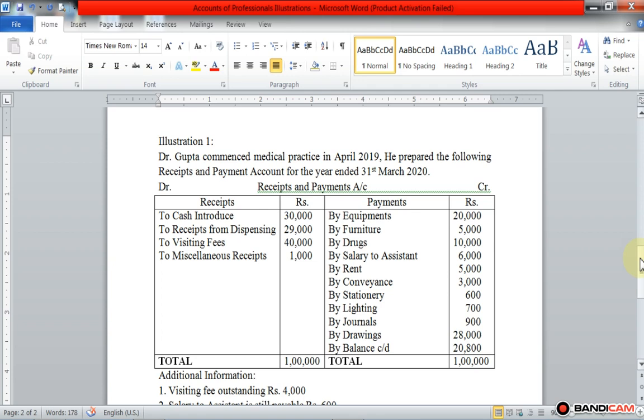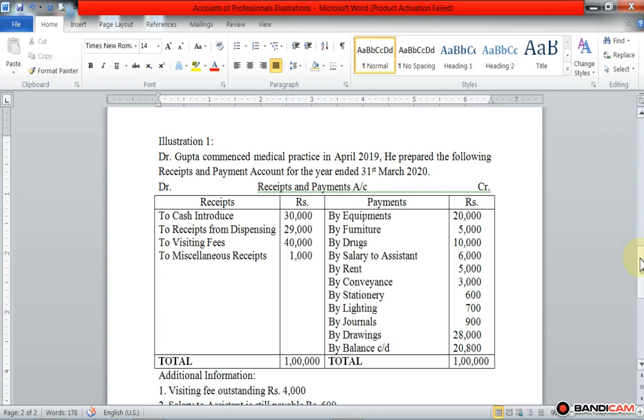Dr. Gupta commenced a medical practice in April 2019. He prepared the following receipt and payments account for the year ended 31st March 2020. Dr. Gupta commenced his medical practice in April 2019 and he prepared a cash book. Cash book means receipt and payment account for the year ended 31st March 2020.